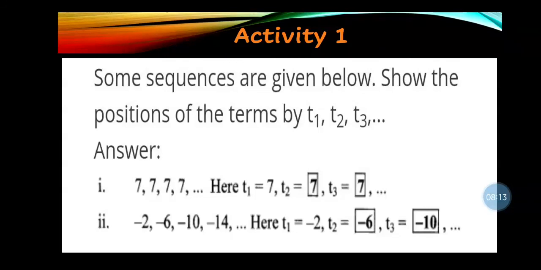Second one: minus 2, minus 6, minus 10, minus 14. Here, first term T1 equals minus 2, second term T2 equals minus 6, third term T3 equals minus 10, fourth term T4 equals minus 14.